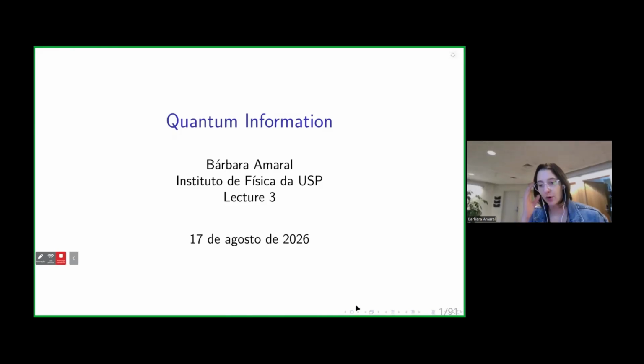Today we go back to more foundational stuff, and now we're going to talk about states and measurements of composite systems, focusing on two qubits. But the things that I want to highlight here are not special for two qubits; they are more general. But we are focusing on two qubits because we are going to use two qubits for applications next class.